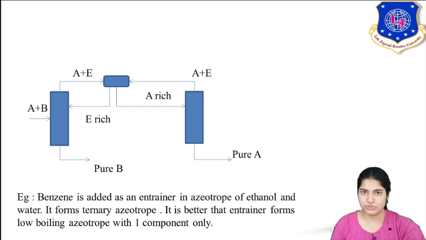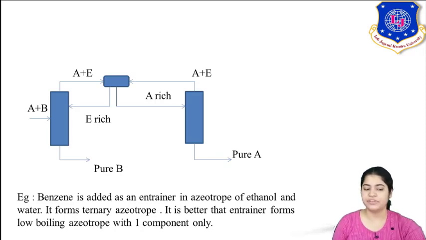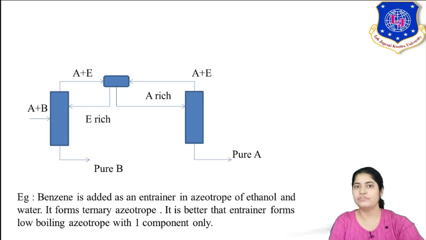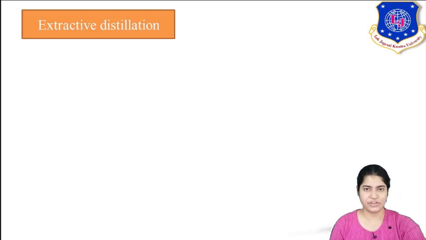The industrial example which you can see here is addition of benzene as an entrainer in the azeotrope of ethanol and water. But this is an example of a ternary azeotrope. It means benzene forms azeotrope with both ethanol and water, right? Now from this you can see it is better that your entrainer forms azeotrope with only one component. If it forms azeotrope with both the components, then you can see from the figure also that one more distillation column you have to add, right? So for that reason we try to take an entrainer which makes a low boiling azeotrope with only one component.